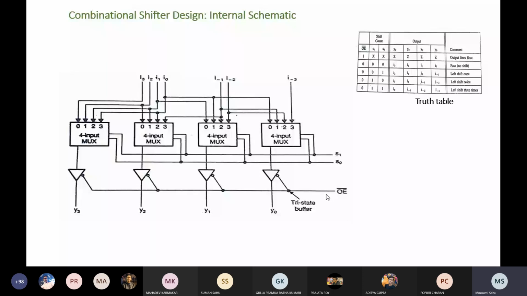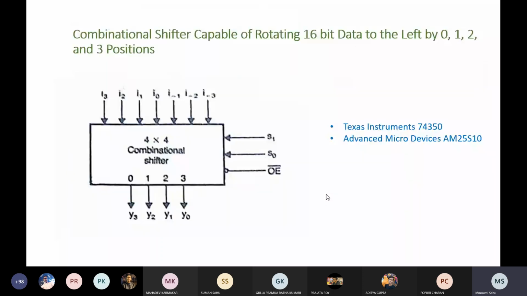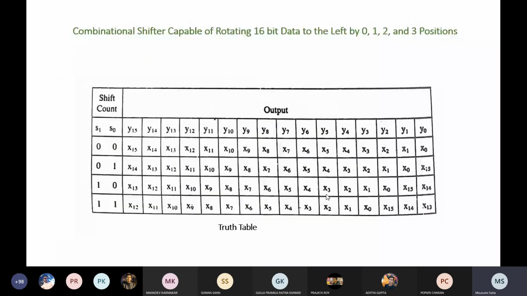Now this circuit is okay, better. It's very easy. First understand the truth table. What are the outputs you need? Based on that, you just connect all the lines. Now, with the help of this circuit, you can design a 16 by 4 shifter. How you can design? Again, you have to find out the outputs. If you can draw the truth table, easily you can connect all the lines.